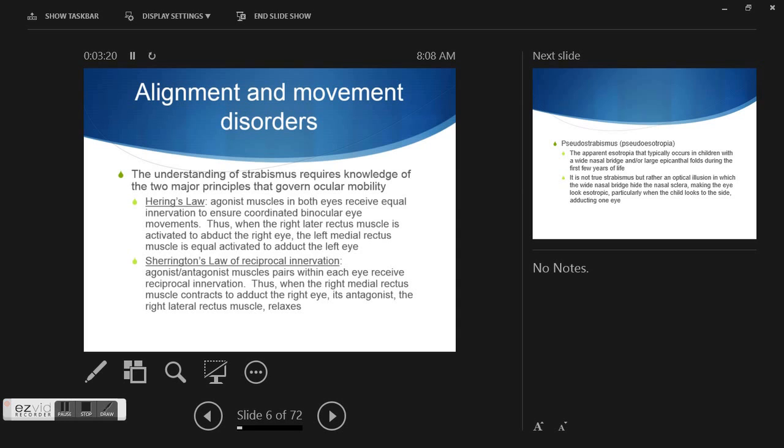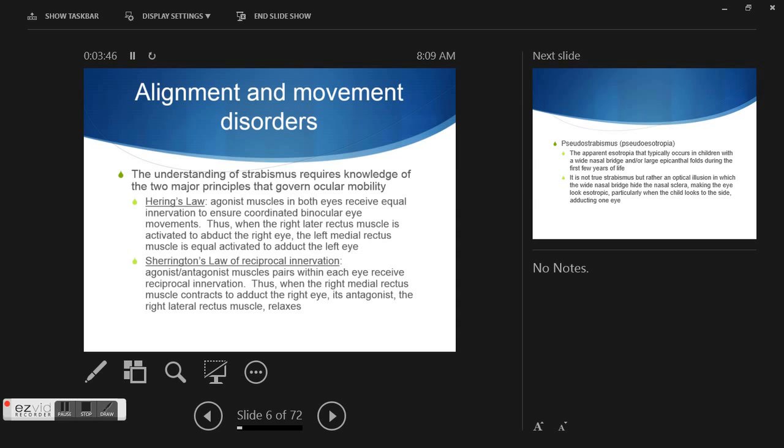And then a second law, Sherrington's law of reciprocal innervation, is that agonist-antagonist muscle pairs within each eye receive reciprocal innervation. So thus, when the right medial rectus muscle contracts to adduct the right eye, its antagonist, the right lateral rectus muscle, relaxes.